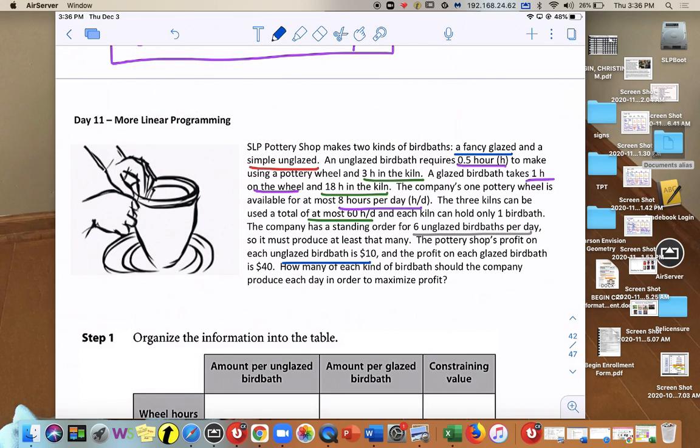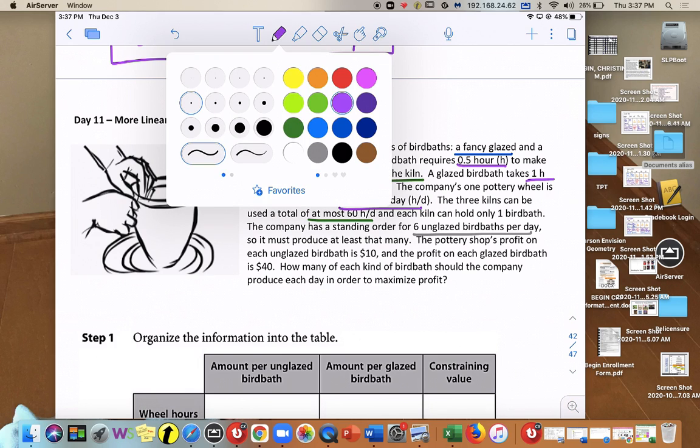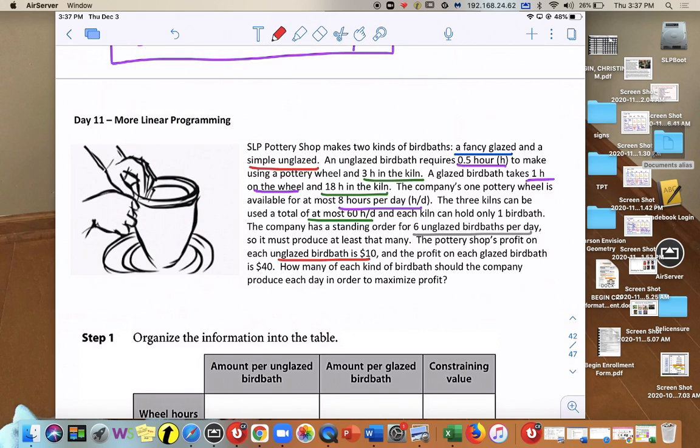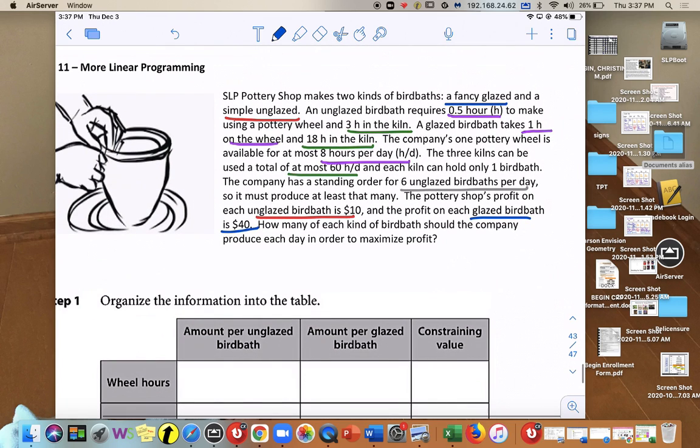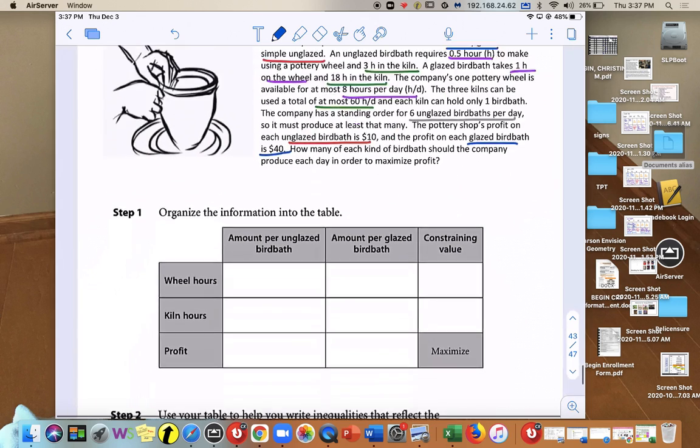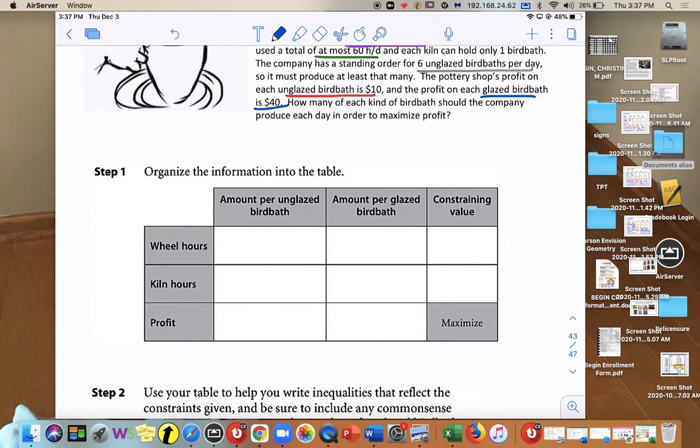All right, so just a lot of information here, so I tried to, the unglazed was red, and the glazed was blue. So all I did is I tried to underline important information that I think I'm going to need, just so I can go back through it as we organize our information in the table.